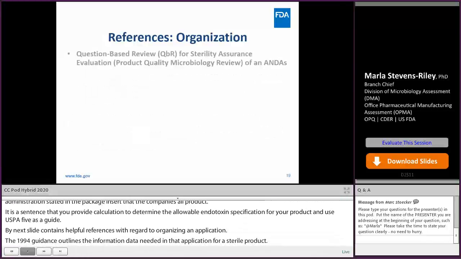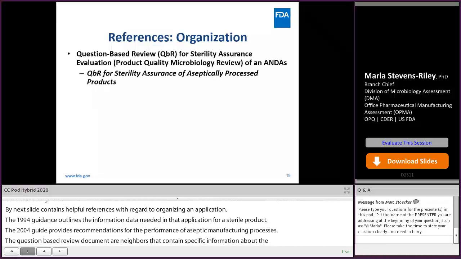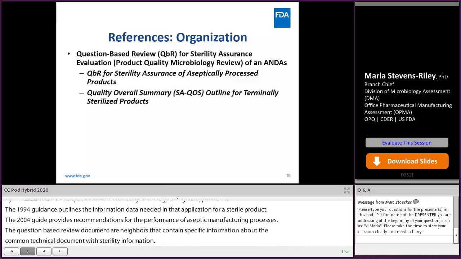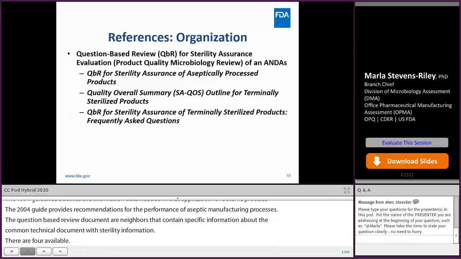The question-based review documents are white papers that contain specific details about information and data required for the common technical document submissions with sterility assurance information. There are 3 QBR documents that are helpful. QBR for sterility assurance of aseptically processed products, quality overall summary outline for terminally sterilized products, and the QBR for sterility assurance of terminally sterilized products, frequently asked questions.